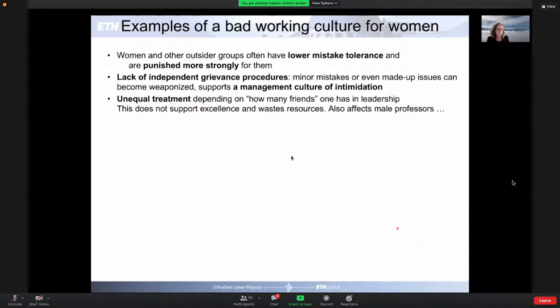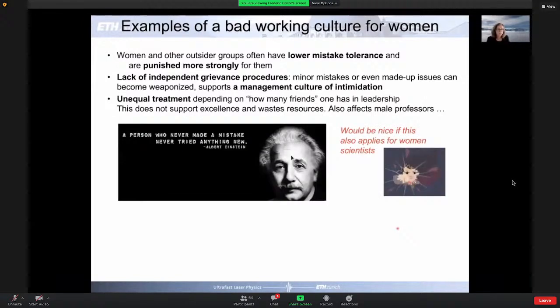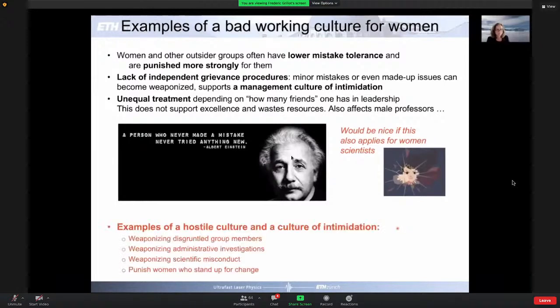Unequal treatment, depending on how many friends one has in leadership, does not support excellence and wastes resources. And it has also affected male professors. It did not just happen with women, but bad governance always hurts the underrepresented group first. I really like this quote by Albert Einstein: "A person who never made a mistake never tried anything new." You know, I have never seen a perfect manager. It would be nice if this also applied to women scientists.